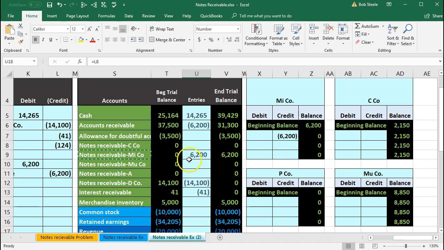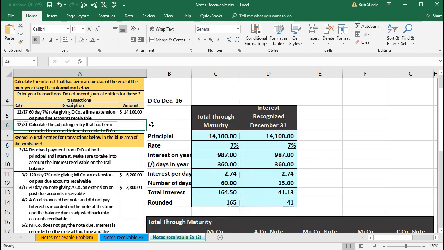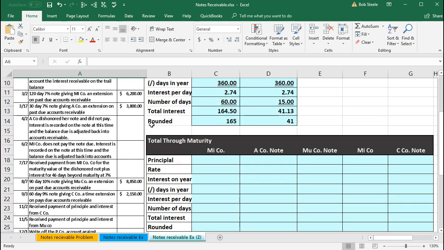All we did was move it from one receivable to another receivable. From a more short-term receivable to a more long-term receivable. From an accounts receivable to a note receivable. From a receivable that doesn't charge interest to one which does. Okay, enough of that. We're going to go back over here and we're going to record the interest calculation now.